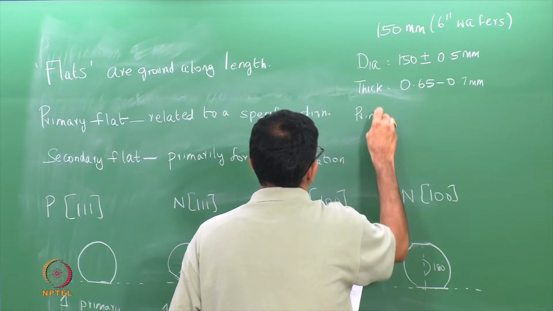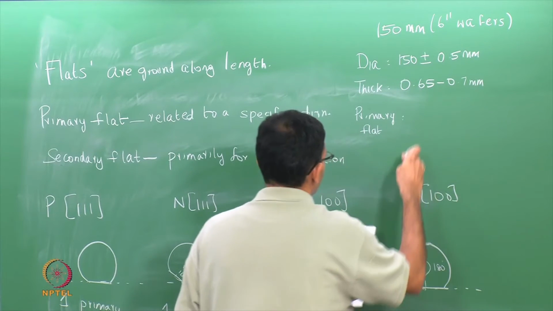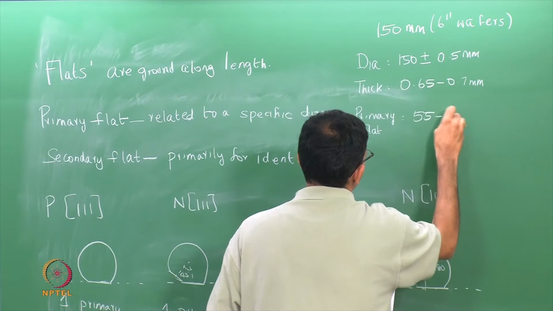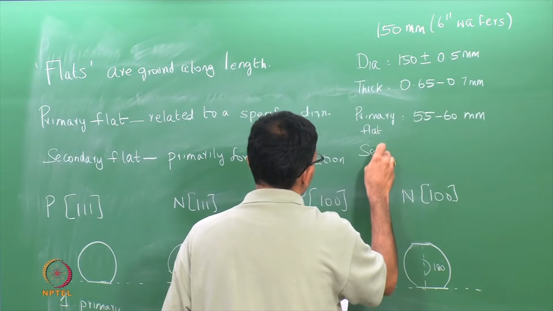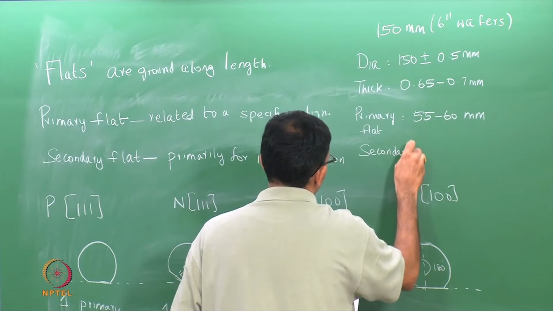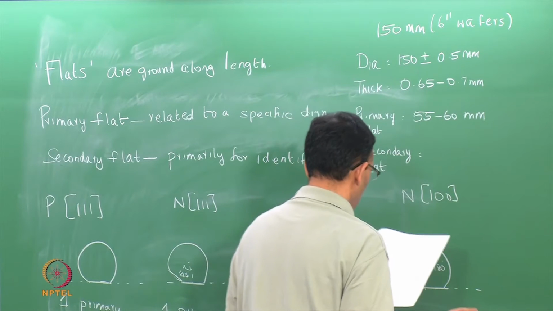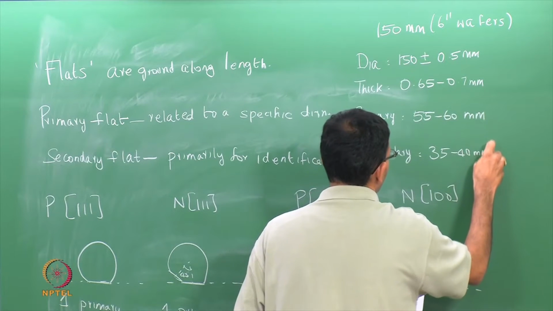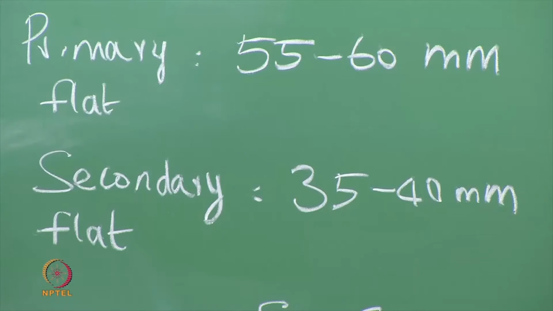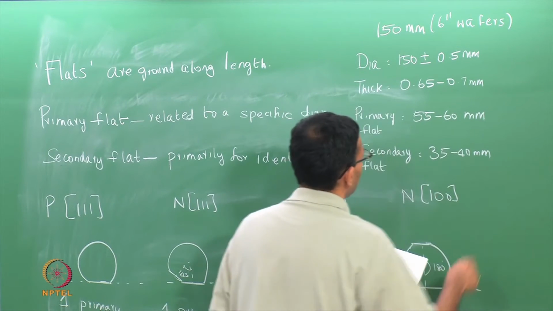You have a primary flat that is somewhere around 55 to 60 millimeters, and then a secondary flat, if it is not p type 111, which is slightly smaller, 35 to 40 millimeters, and the orientation of the secondary flat depends upon the type and the orientation of the base crystal. So, we also define a wafer bow.